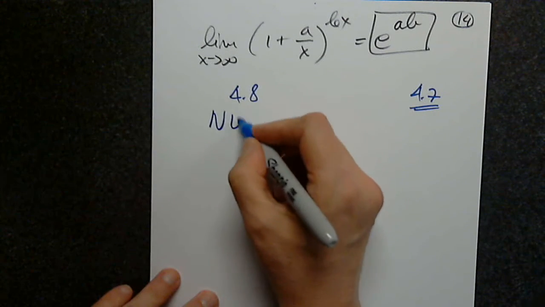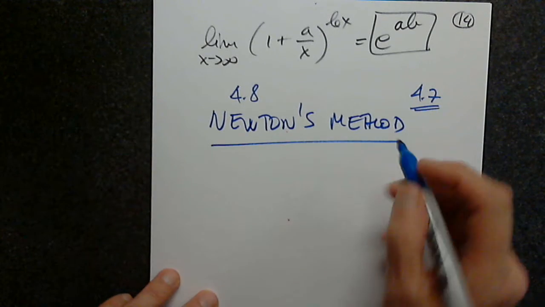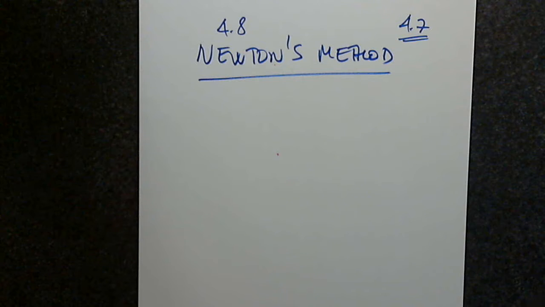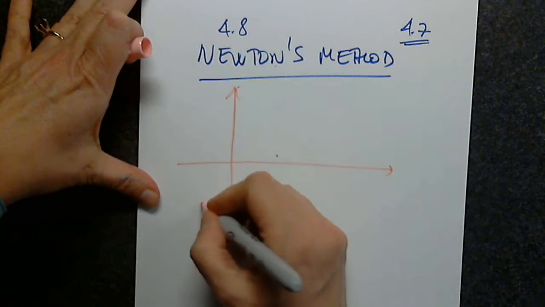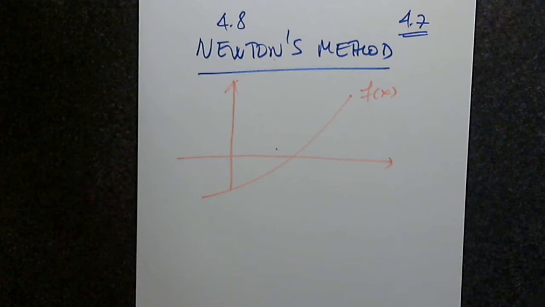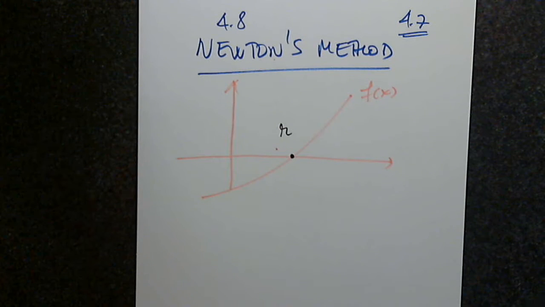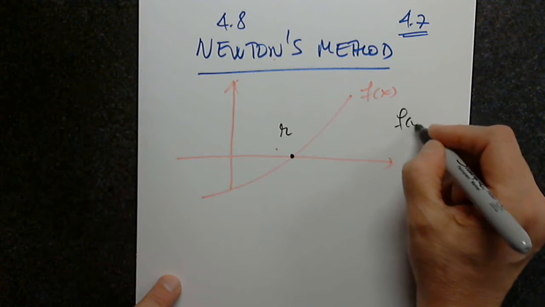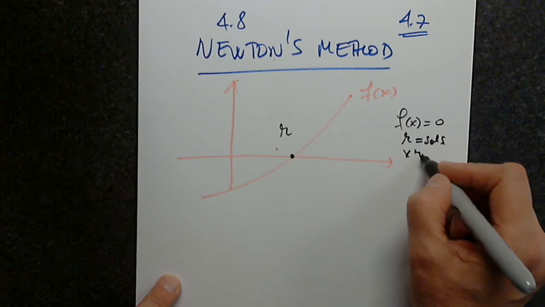Newton's method. Okay, let's suppose we have a function that does this. It's not our best friend from all these previous chapters. It's just a function that crosses the x-axis. And I'm going to say that this is the root. R is the solution to this equation. R is the solution, or the x-intercept.